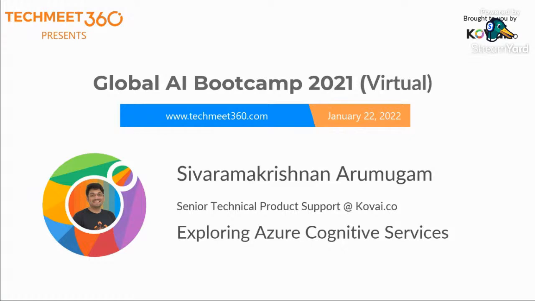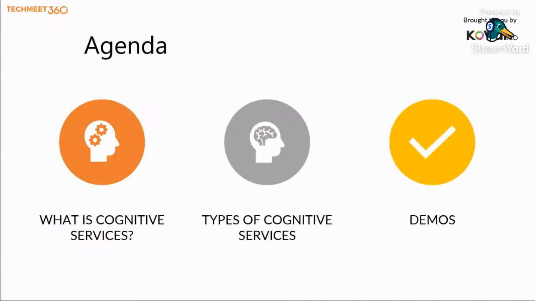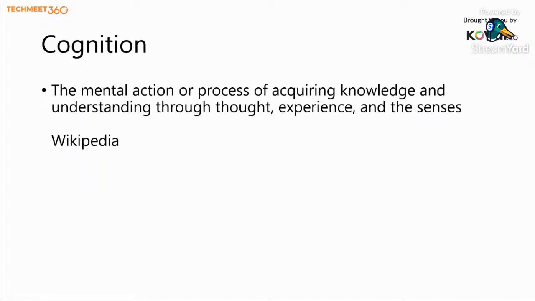So today's agenda is that we're going to see what cognitive services are and the types of cognitive services, and then a few demos as well. So the Wikipedia definition: the mental action or process of acquiring knowledge and understanding through experience and senses. That's called cognition. Before getting into cognitive services, let's see a small video clip that gives you an idea of how cognitive services were implemented in real time and how it changes lifestyle. We will see a few videos and demos throughout this session. So let's see a video.